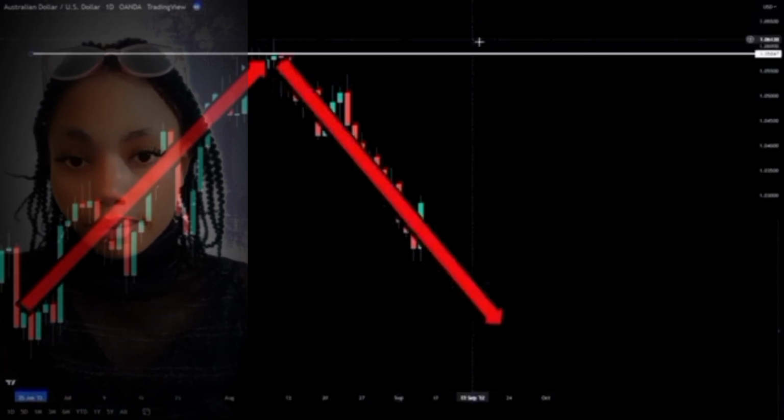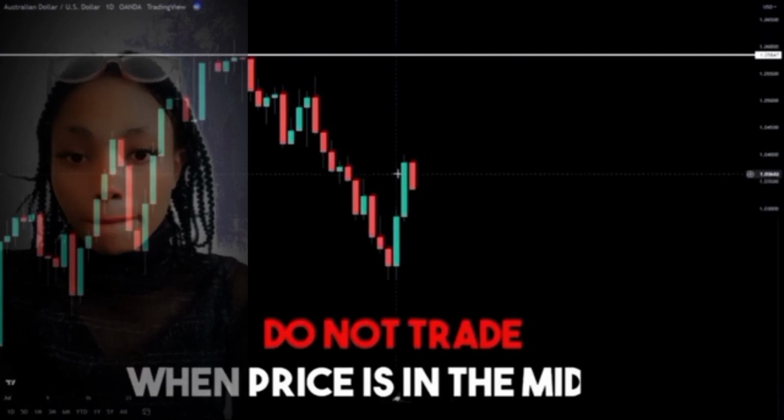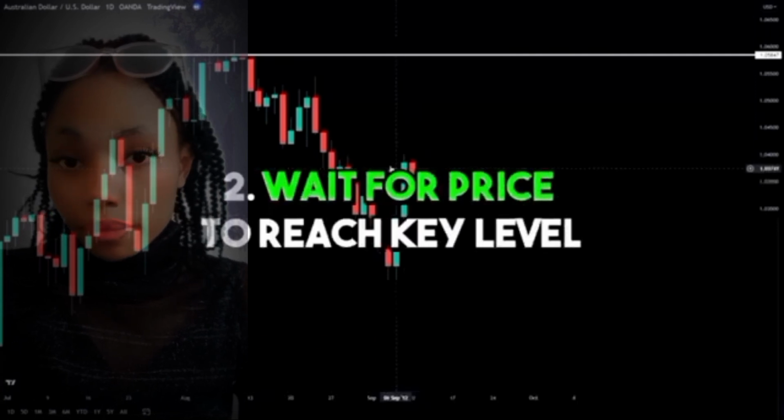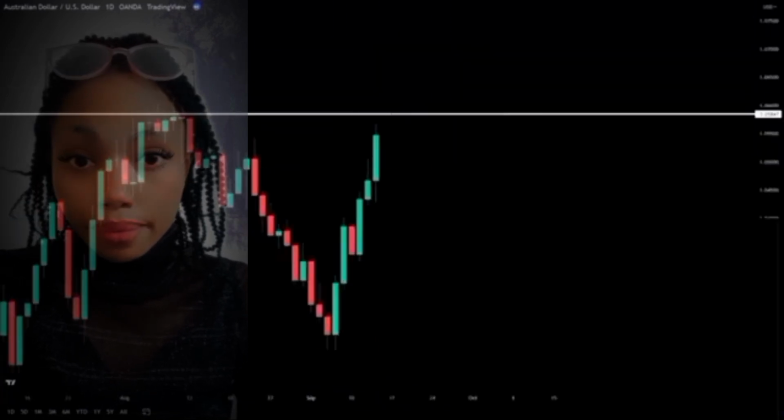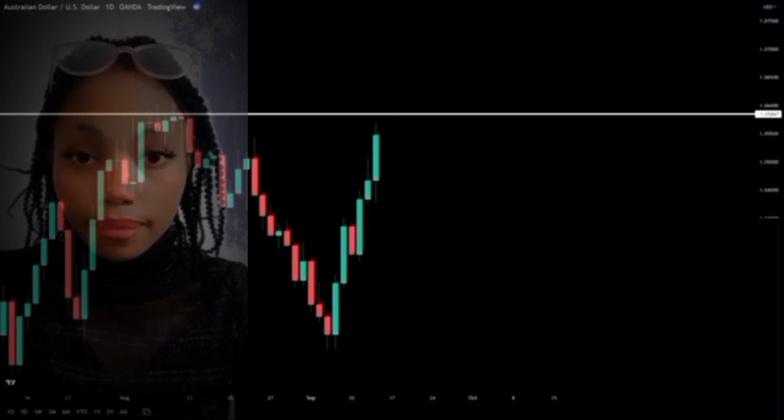And, guys, you do not want to enter a trade when price is in the middle of nowhere like this, all right? You want to be patient enough to wait for price to reach the key level. This will give us extra confirmation when price actually reaches this key level. You cannot enter yet because you cannot assume that price will reverse, because price can always break through it. So we need to have extra confirmation to show us that price is actually rejecting this level.